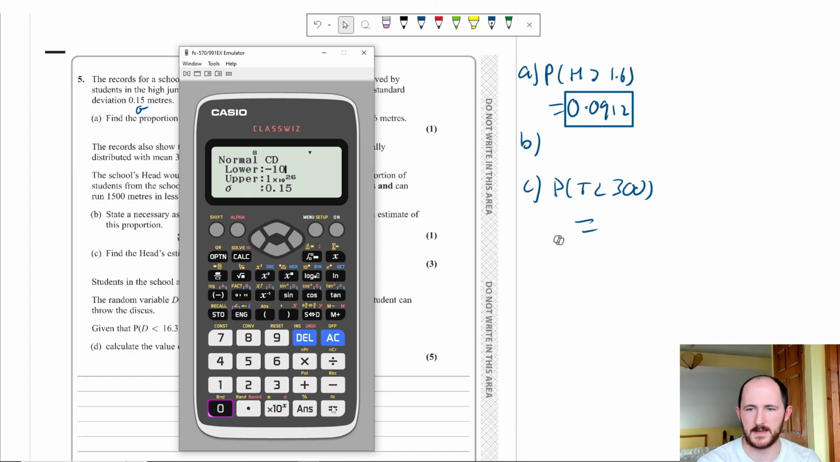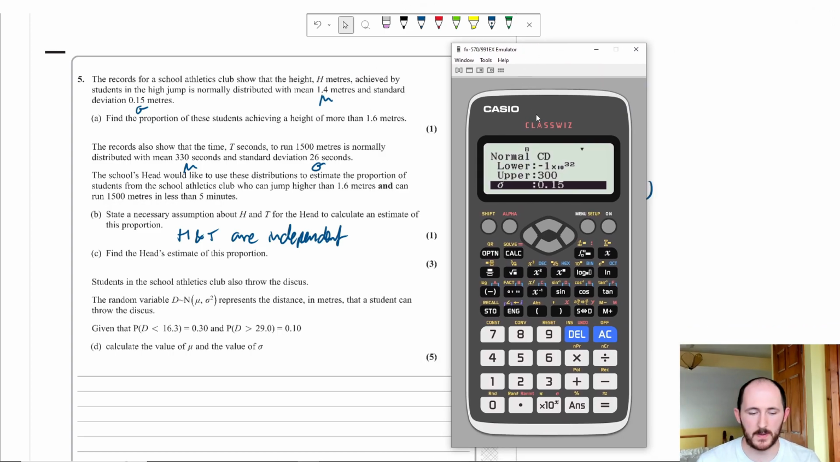So lower, again, is going to be negative, really big number. The upper is going to be 300. Standard deviation was 26 seconds. Mean was 330. We get 0.1243.